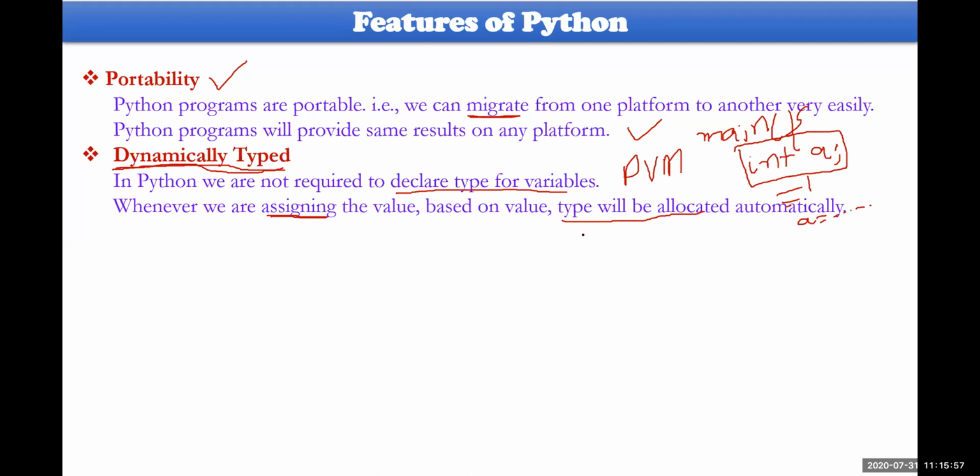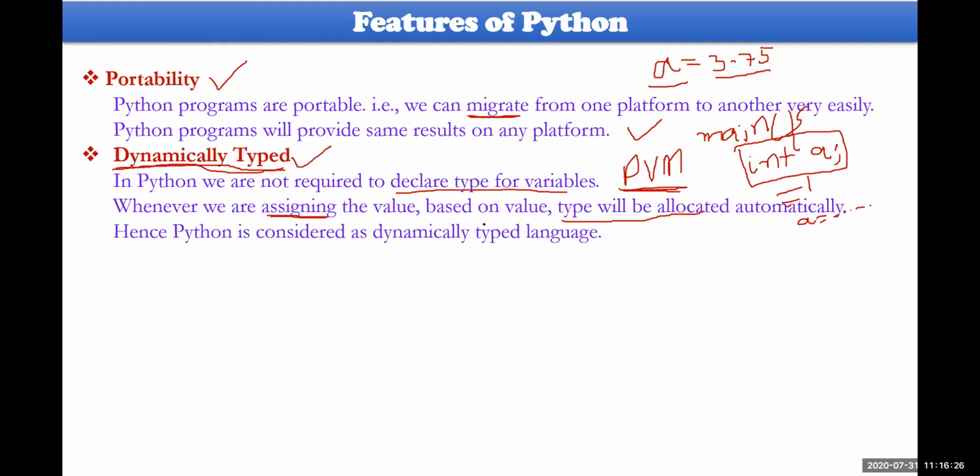For example, in Python, if a is equal to 3.75, obviously the Python virtual machine can read this 3.75 and identify it as a float value. The precision is very small, so that is why it is a float value. So a will be assigned as a float. In such a way, the Python virtual machine takes care of all these issues. So that is why it is dynamically typed, and hence it is called dynamically typed.